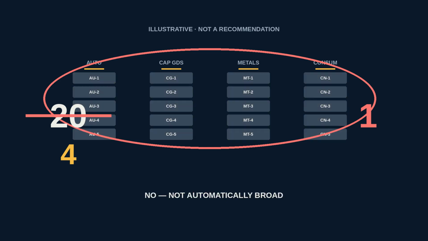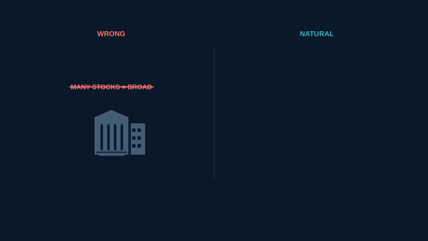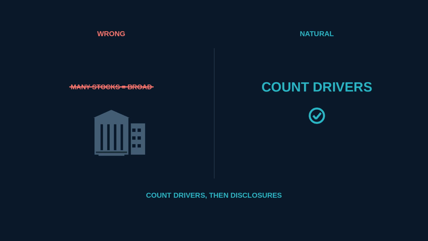The answer is no, the portfolio is not automatically broadly spread. The trap is mistaking stock count for independent economic diversification. The same diligence habit follows: stated product rules, current portfolio, costs, and liquidity. Keep this opposing case. The wrong reading says many stocks, so the fund must be broadly spread. The natural reading counts economic drivers, then checks stated product rules, current portfolio, costs, and liquidity.